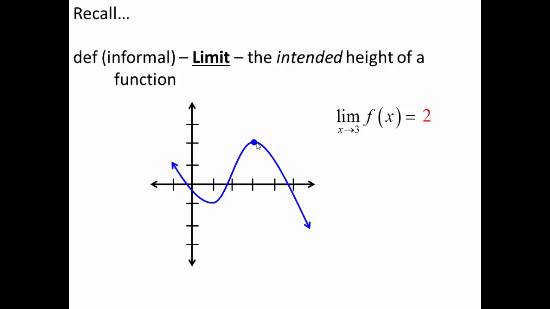But then I'd go and do something crazy like this. What happens when the actual function doesn't exist at x equals 3? If I asked you what is f of 3, there is no answer to that question. f of 3 is undefined because there's a hole in the graph.